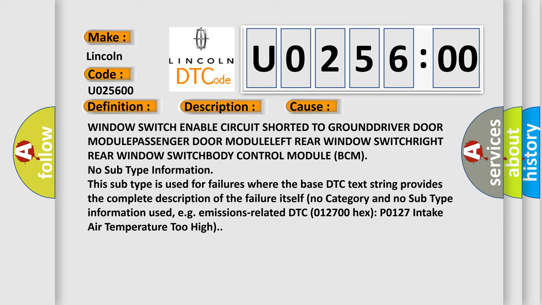This subtype is used for failures where the base DTC text string provides the complete description of the failure itself. No category and no subtype information used, e.g. emissions related DTC 012700 hex, P0127, intake air temperature too high.